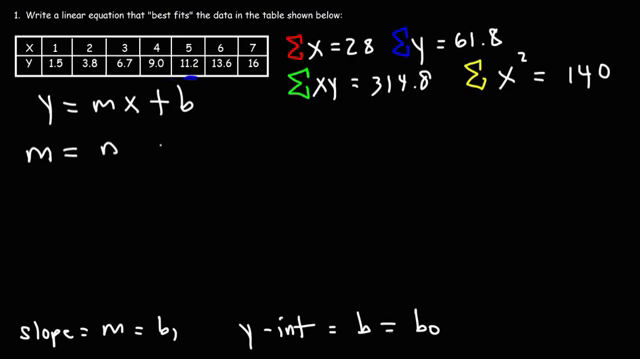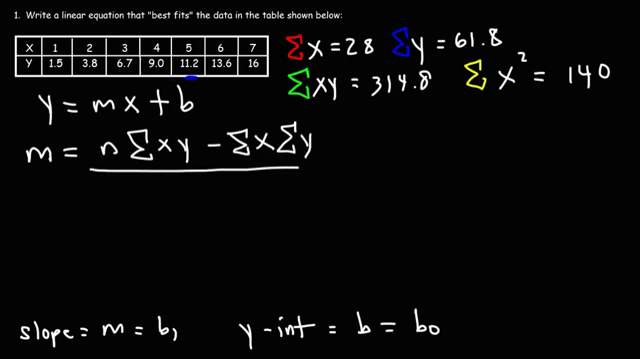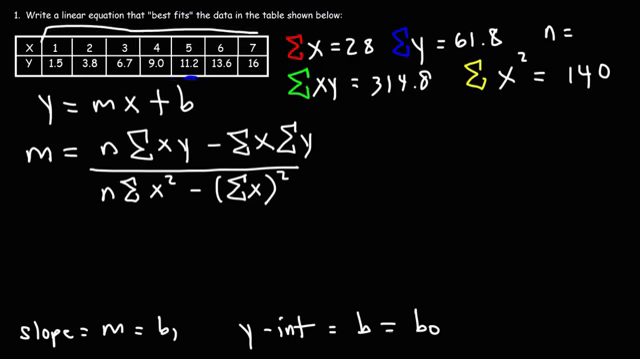So the slope is equal to n times the sum of the xy values minus the sum of the x values times the sum of the y values. And then we're going to divide that by n times the sum of x squared minus the sum of x, squared. By the way, n is the number of values that we have in our data. So we have 7 points, thus n is 7. So let's plug everything into the slope formula.